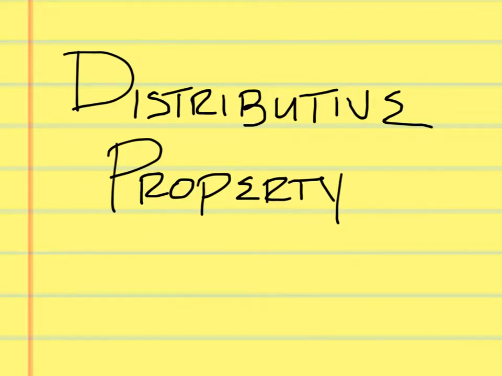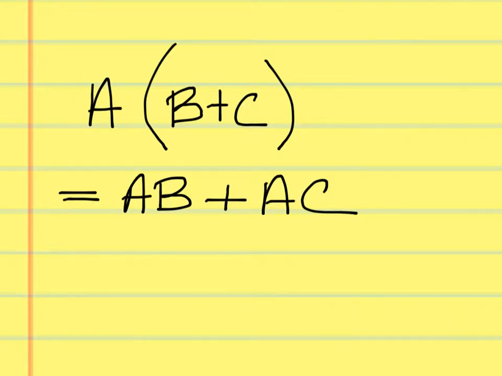Today you have just one item to learn, and that is the distributive property. The distributive property says that if you have A times the quantity of B plus C, you multiply each item in that quantity by the item outside of the parentheses. So it becomes A times B plus A times C.